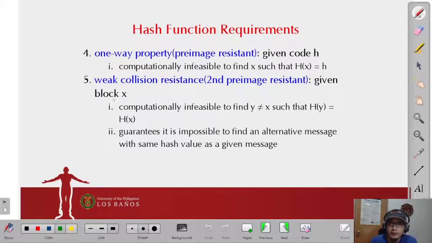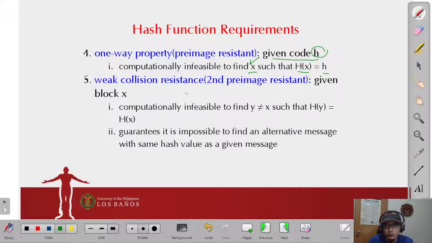So the fourth requirement is pre-image resistant or one-way property. So given the code h, this is the hash code or the hash, it should be computationally infeasible to find x, the original one, such that H of x equals h. So given the hash code, you should not be able to obtain the original value or data from which the hash code was derived.